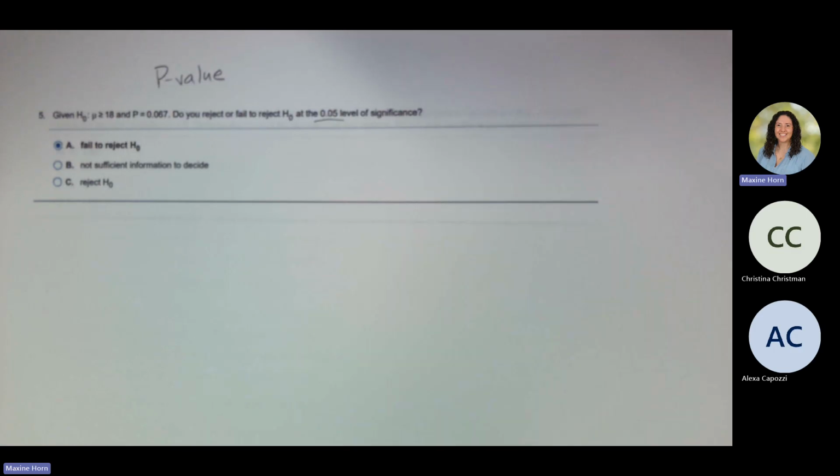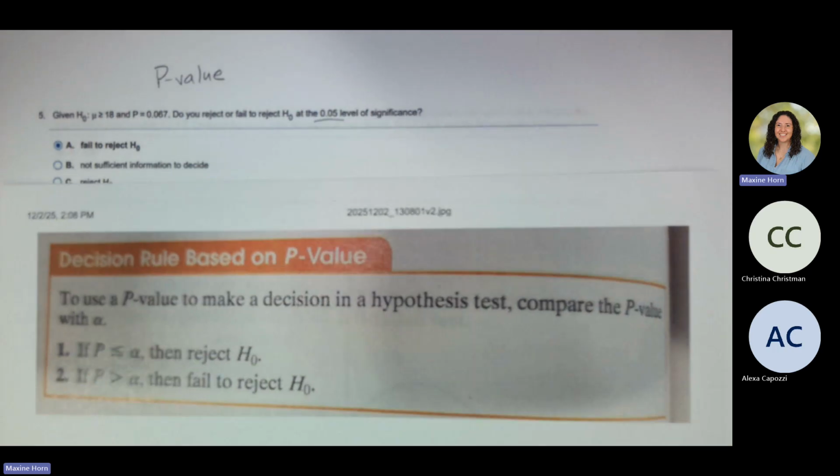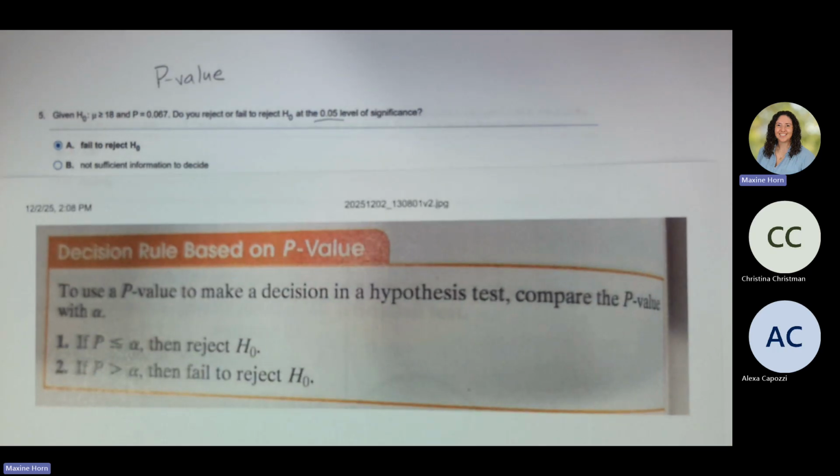Okay, so we have to remember what our rule is for using a p-value to make a decision. So this is one of the ones that I printed out that I was talking about at the beginning. So I just like literally took a picture of the textbook on my phone and just printed it.